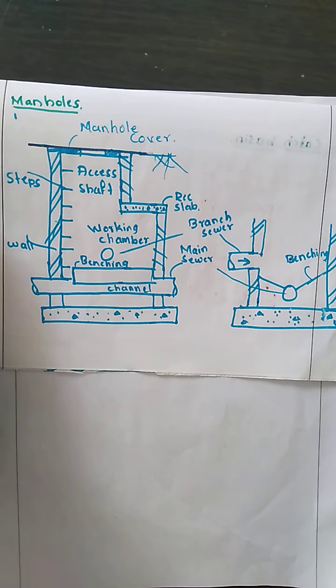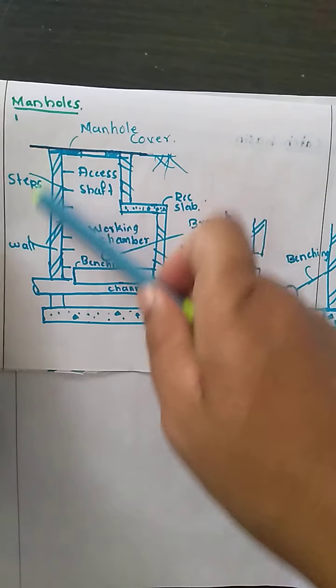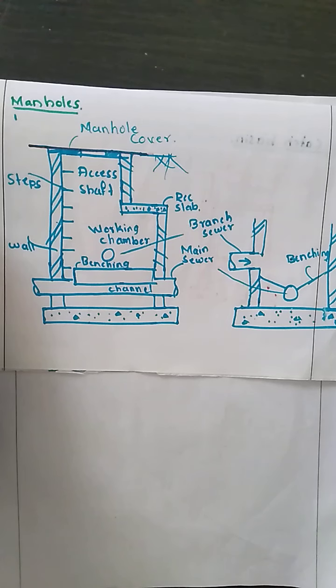Then we are going to have the side walls. The side walls are either made up of burnt brick masonry or of RCC, and they should be structurally strong to withstand the pressure from the side. The minimum thickness of the burnt brick masonry should be around 22.5 centimeter, and the inside and the outside brickwork should be plastered with cement plaster in the proportion 1:2.